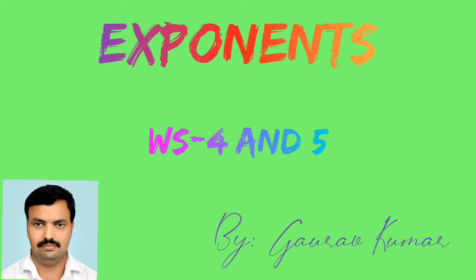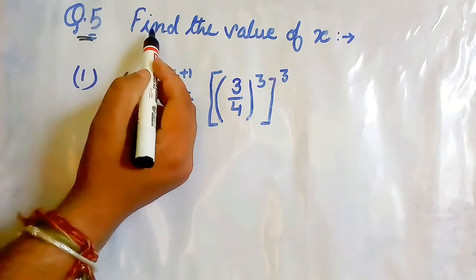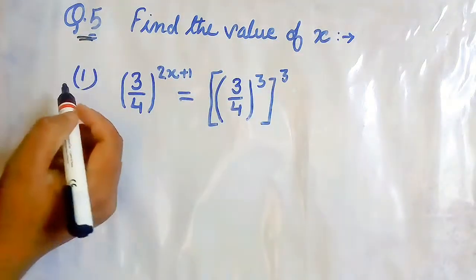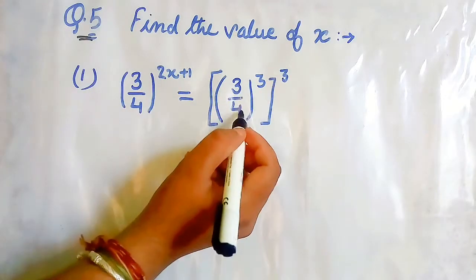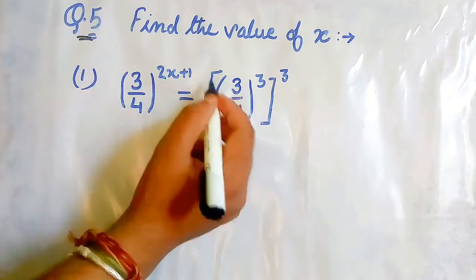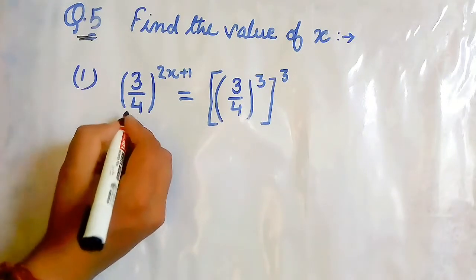Namaste everyone. Today I'm going to discuss a few more questions of exponents. And here my first question is, find the value of x if (3/4)^(2x+1) equals (3/4)^3 whole raised to power 3 again.